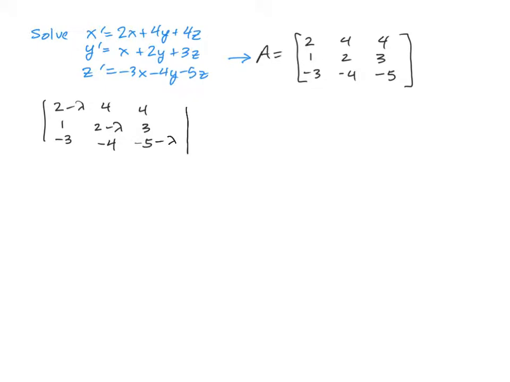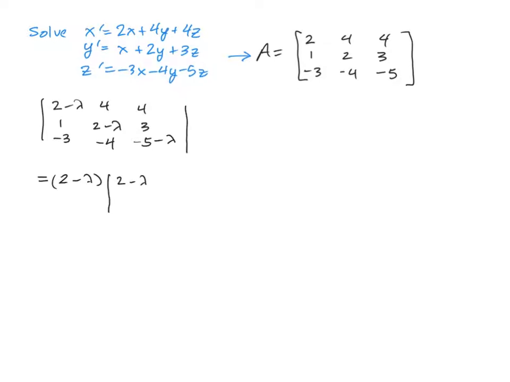And we will use cofactor expansion for this. So we're going to have 2 minus lambda times the 2x2 determinant, 2 minus lambda, 3, negative 4, negative 5 minus lambda. And again, we're expanding across the top row here. So these are the numbers that we're using.